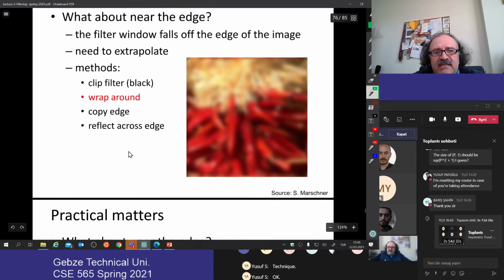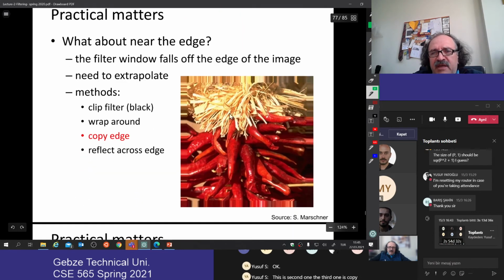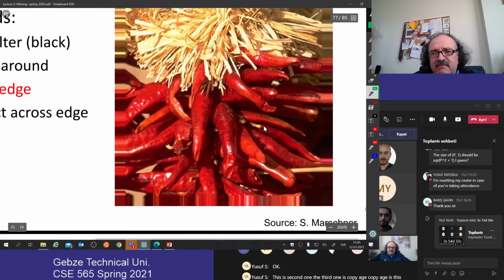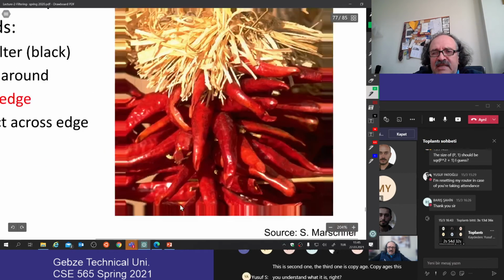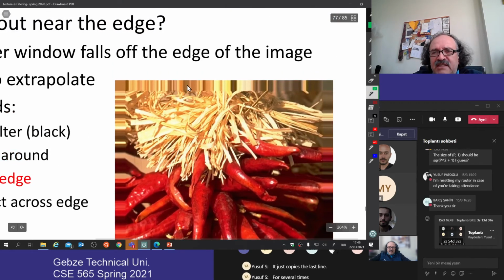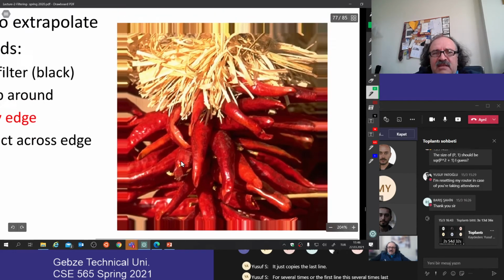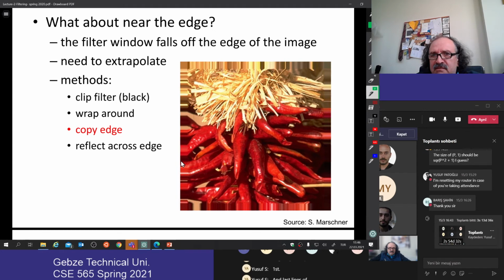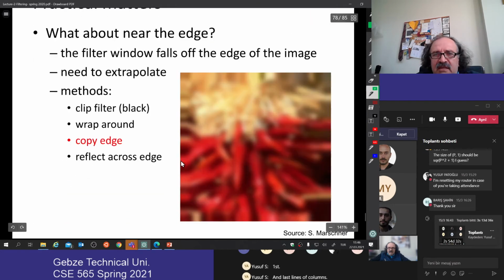The third one is copy edge. You understand what it is, right? It just copies the last line several times, or the first line several times, the last column or the first column several times. This is the copy edge. It just copies the first and last lines and columns. And this is the final effect.